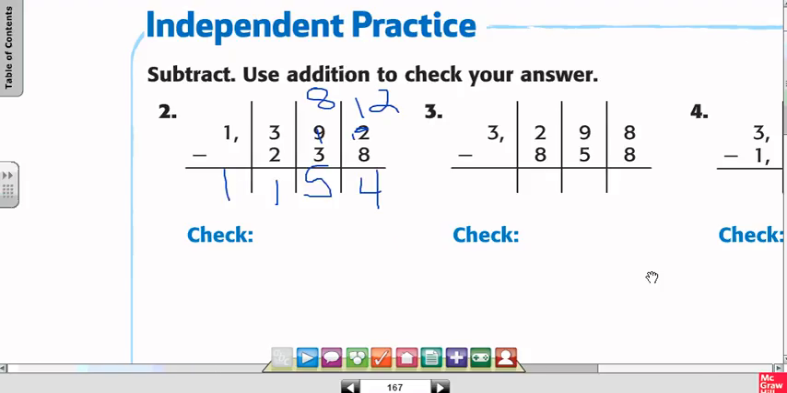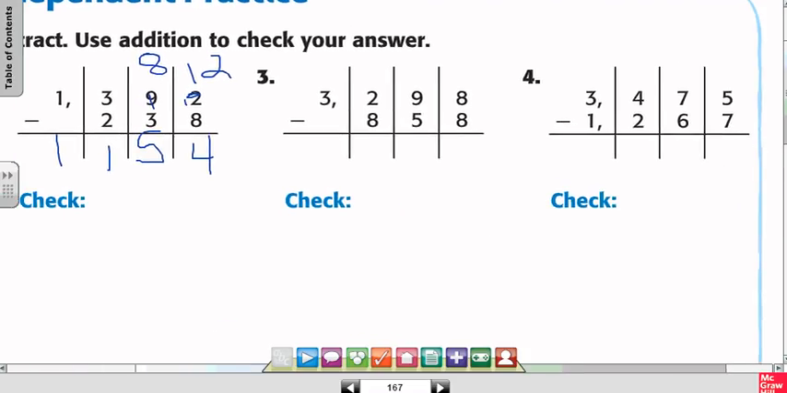If I do number 3. Okay, number 3. 8 minus 8. Yeah, I can do that. It's just 0. 9 minus 5? 4. 2 minus 8? You can't do that. Okay, just remember, if the smaller number is at the top and the bigger number is at the bottom, I have to borrow and regroup, okay?